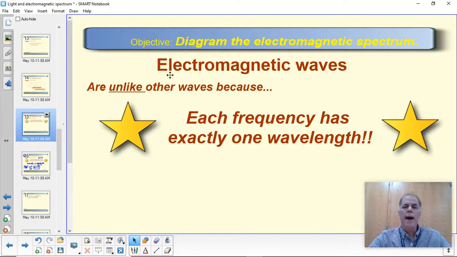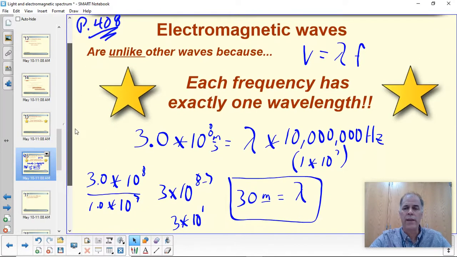Okay. Now, this is another thing that's unique about light waves. Because they all go the same speed, that 300 million meters per second, it means that each frequency has a unique wavelength. And if you know the wavelength of light, you also know the frequency of that light beam, and vice versa. If you know the frequency, then you can figure out the wavelength. And the way you do it is just by plugging it into the wave equation. I'm not going to have you do this, but I do want to show you that it's possible.